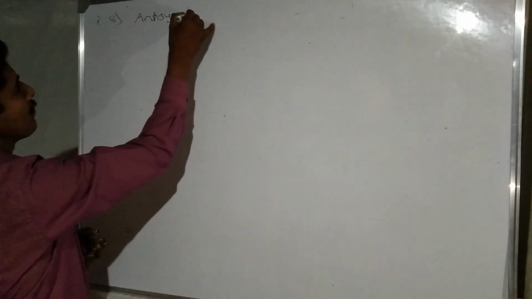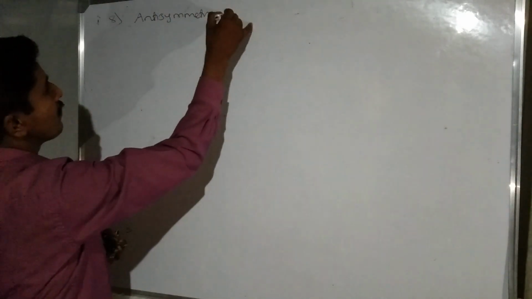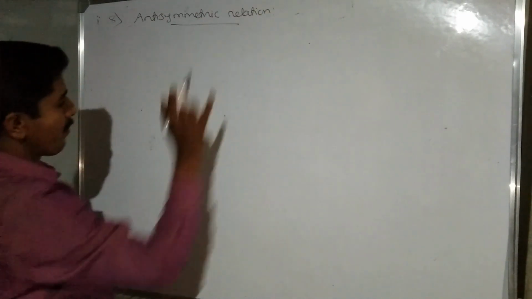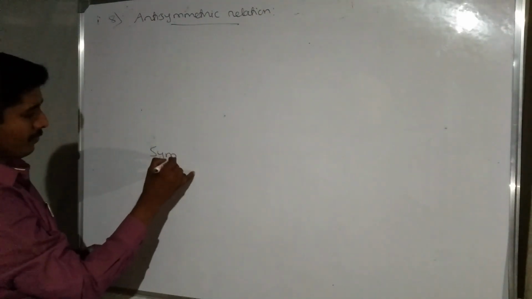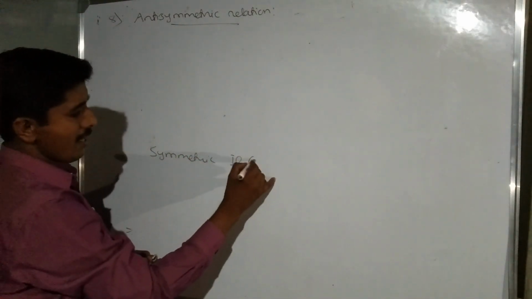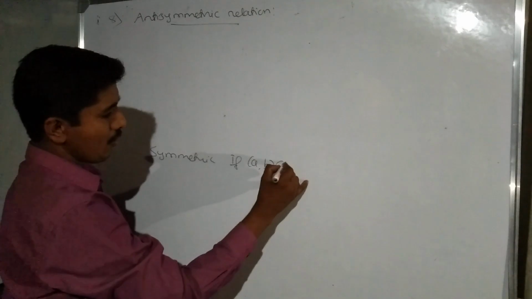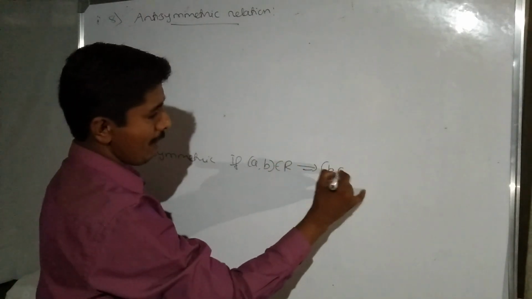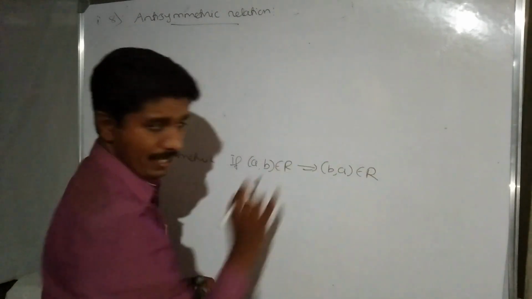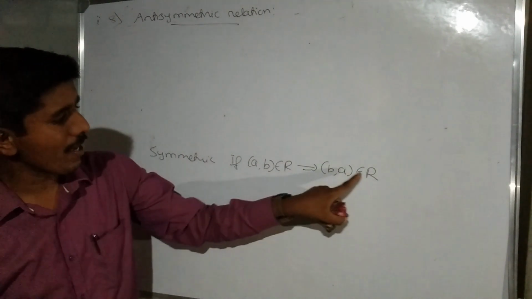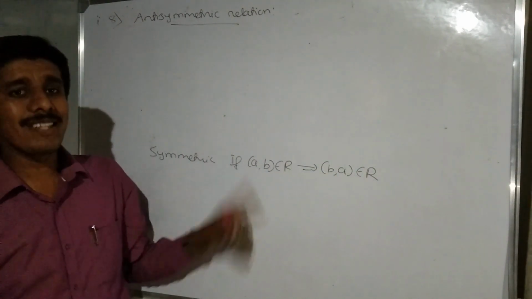Antisymmetric relation. Symmetric is different. Symmetric means if (a, b) belongs to the relation, it implies that (b, a) belongs to the relation. That is, (a, b) belongs to R implies (b, a) belongs to R means the relation is symmetric.